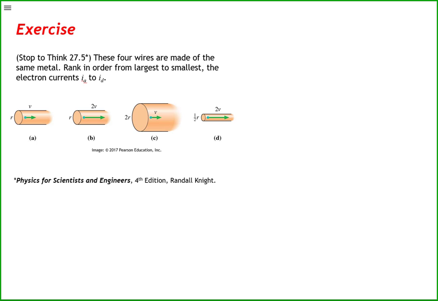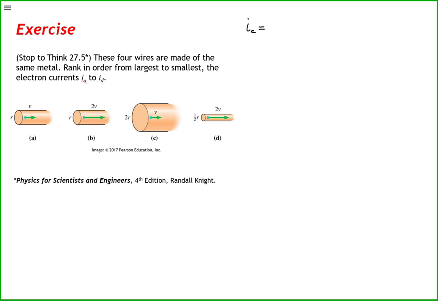These 4 wires are made of the same metal. Rank in order from largest to smallest the electron currents from wire A through wire D. Now first let's remember what electron current is defined as.